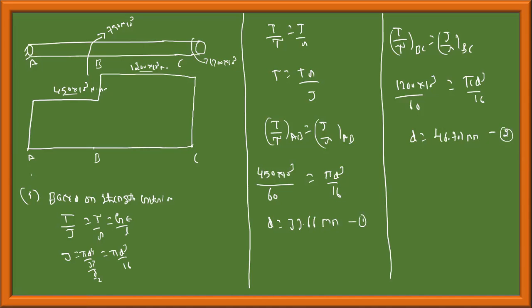The previous problems, what we did, the shaft was uniform. It was fixed at one end, and the torque was applied at the other end. So T remains the same throughout the entire length. But in this case, the torque is varying from section to section. Hence, I have taken two section torques, and we have found the diameters are 33 and 46 mm. Okay, hope you have got this.